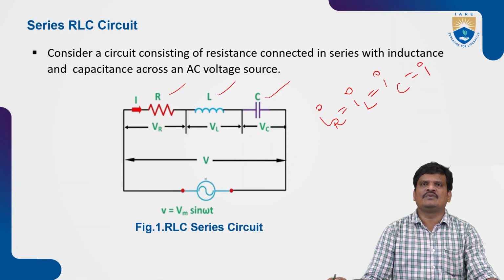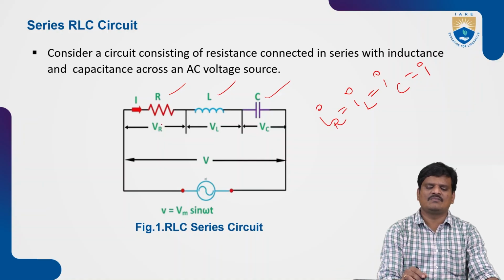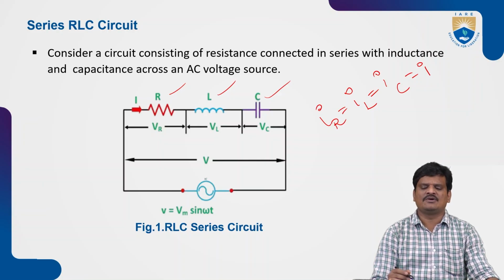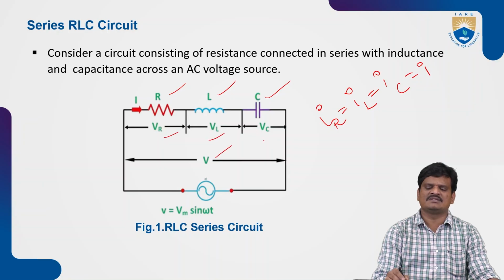That is, the current flowing through all the elements, in and out, will be equal as they are connected in series. And let me say that the voltage across each element is VR across the resistor, VL across the inductor and VC across the capacitor, and the total voltage applied across the circuit is given as V.